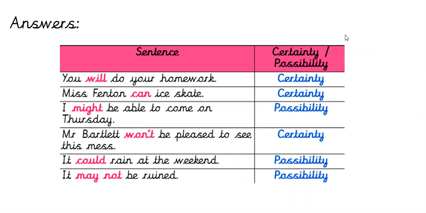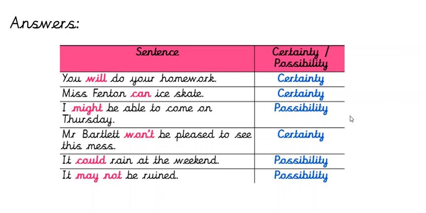Okay, so these are your answers. Your first one, you will do your homework, shows certainty because it's 100% certain that this homework has to be done. Your second one, Miss Fenton can ice skate, again is certainty because she knows that she can ice skate. There's no question about whether she can ice skate or not, she knows she can do it. Your next one is possibility. I might be able to come on Thursday.